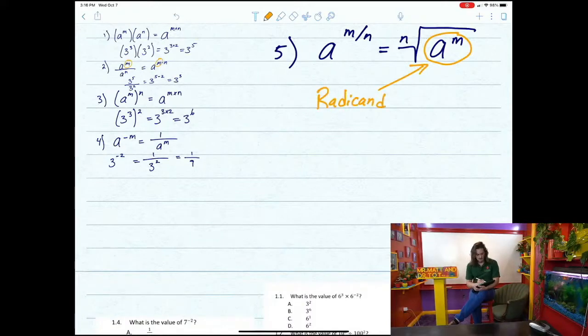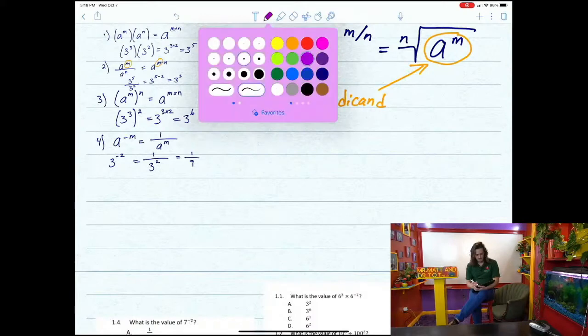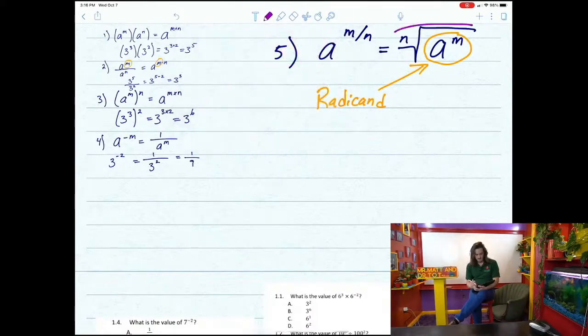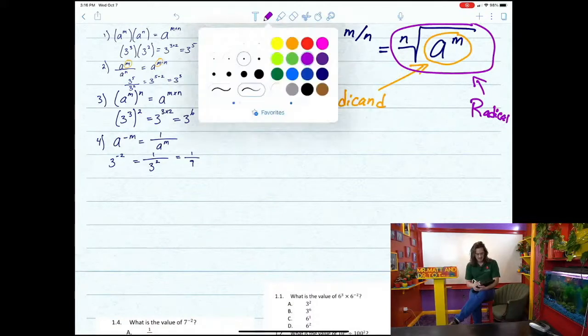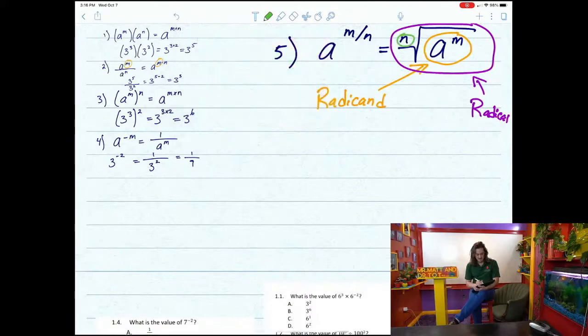This whole thing, if I were to circle this whole thing, that would be called the radical. So just so you understand the vocab that we're using here, the radicand is the number underneath the radical sign. And also, this guy right here is called the index value of the radical. Just so you understand the terminology that's going on.